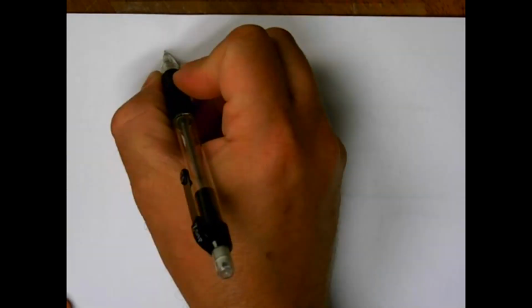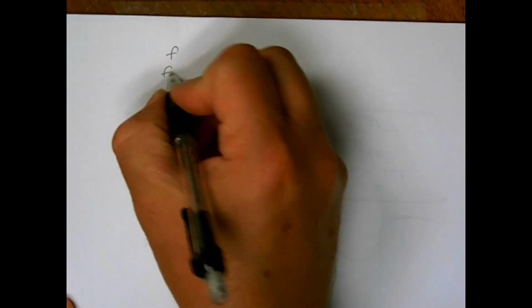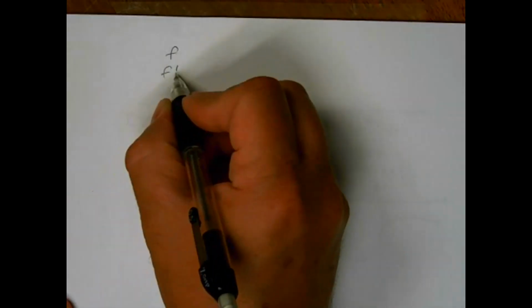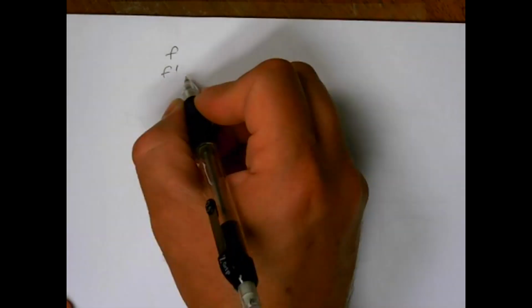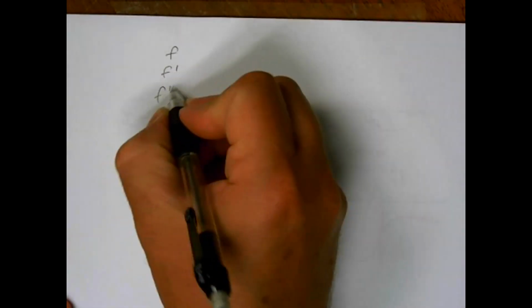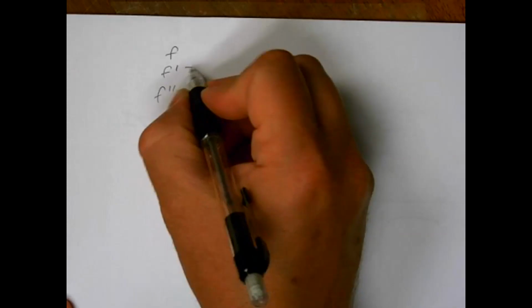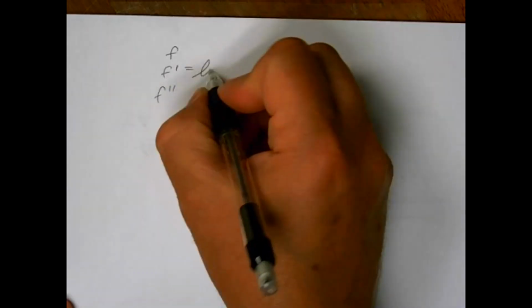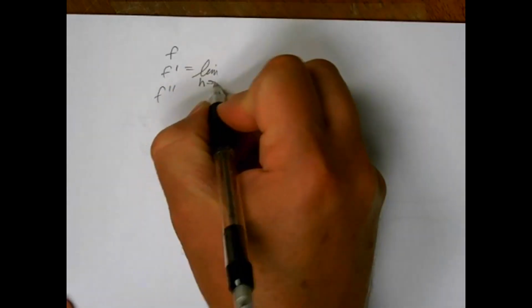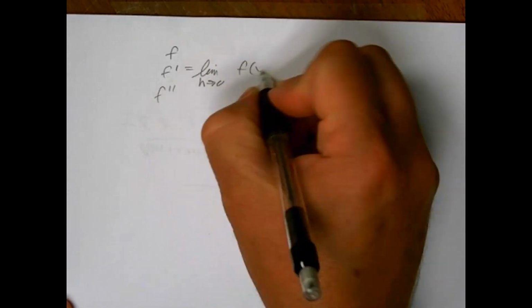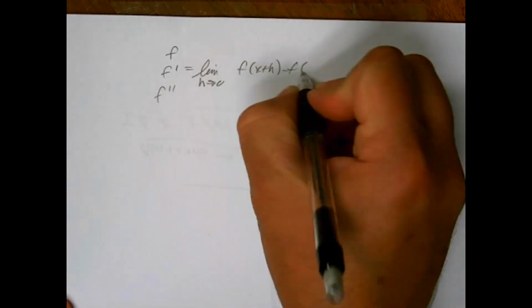And here are some of the notations that go with that. If you have an original function and you take its derivative, you call that f prime. If you take the derivative of the derivative, that is f double prime. So to put some definitions to this, f prime is the limit as h approaches 0 of f of x plus h minus f of x all over h.